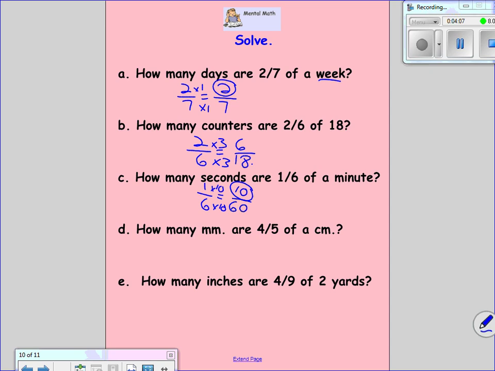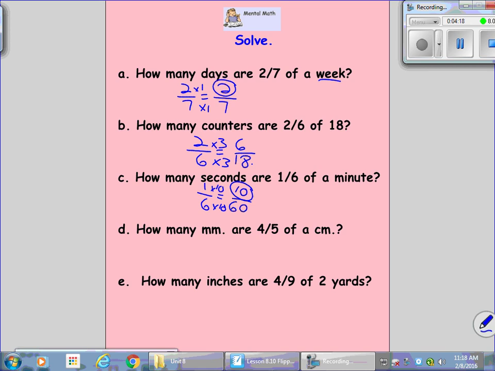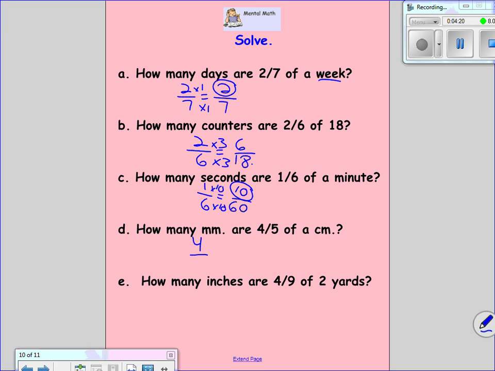How many millimeters are in 4/5 of a centimeter? Okay, how many millimeters are 4/5 of a centimeter? So we have 4/5. A centimeter has 10 millimeters, so that would be 10 as my denominator. Times 2 gives me 8. 8 millimeters would be your answer.